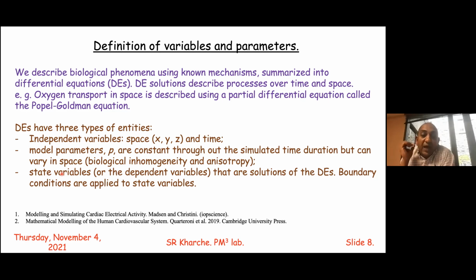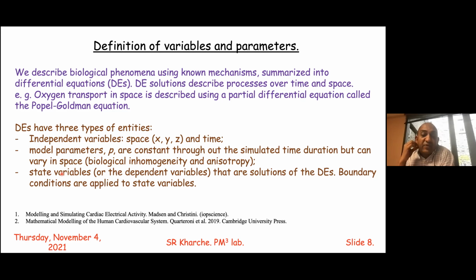Boundary conditions are inspired by the biological and clinical motivations and are applied to these state variables. So we have 3 kinds of entities in differential equations. One is independent variables, the other one is model parameters, and the third is the state variables. For those who are interested, your differential operators will always operate upon these state variables.